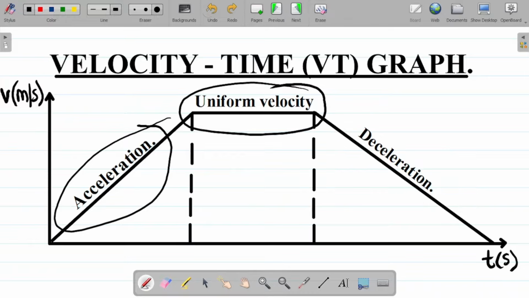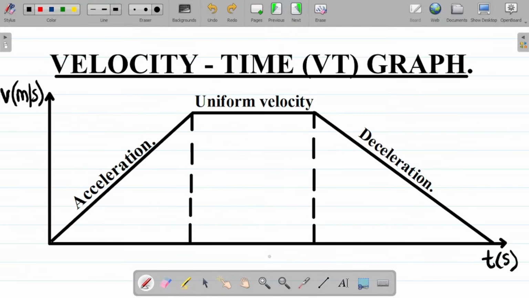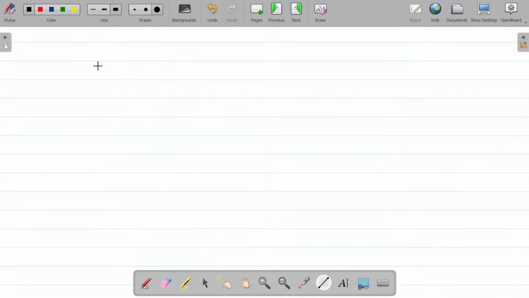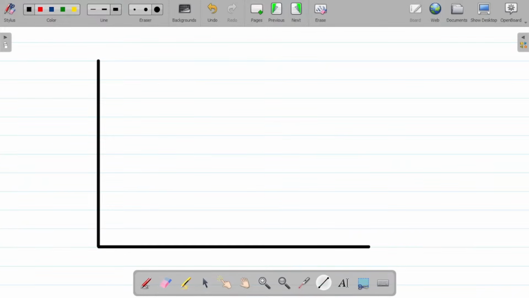Okay, all right, so having said that, let's look at two very important concepts in the VT graph. Let's note two very important points for a VT graph. The first point is the concept that the velocity of a body is being plotted on the vertical axis. So we plot the velocity of a body.